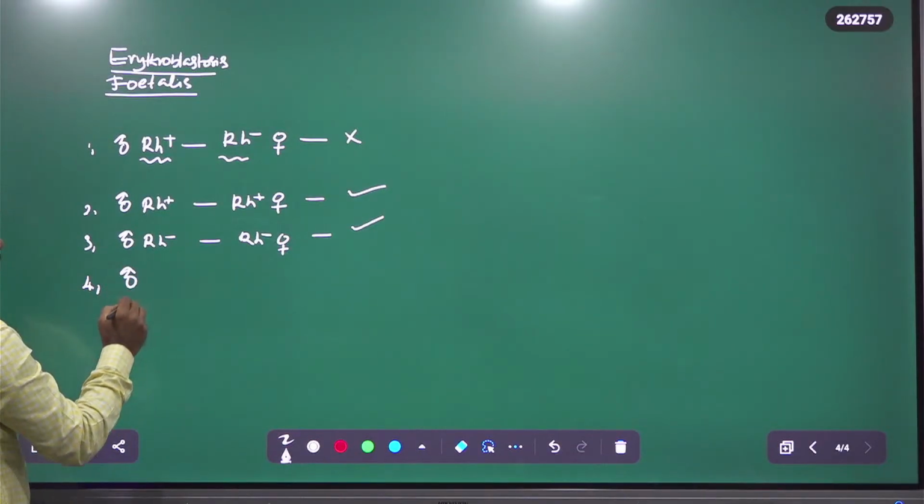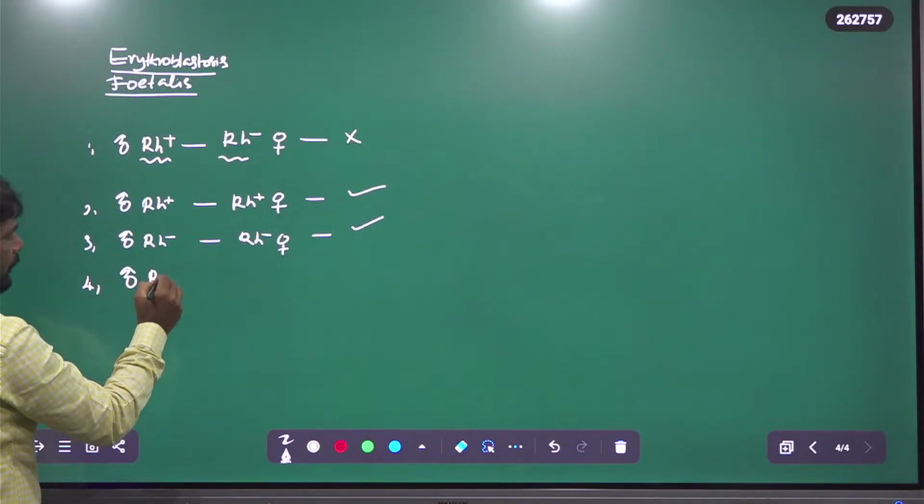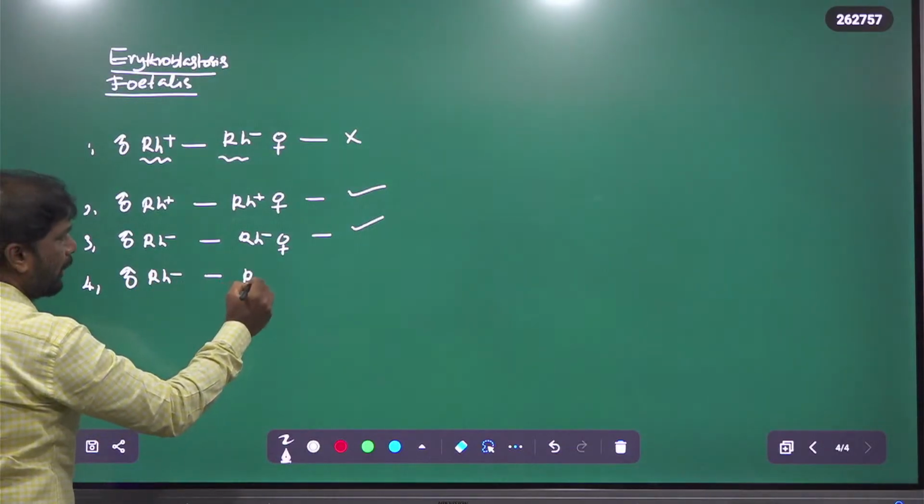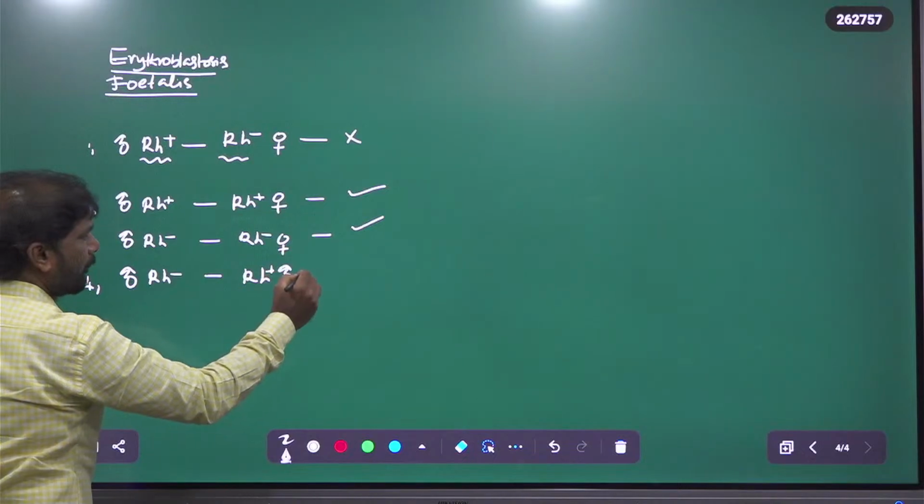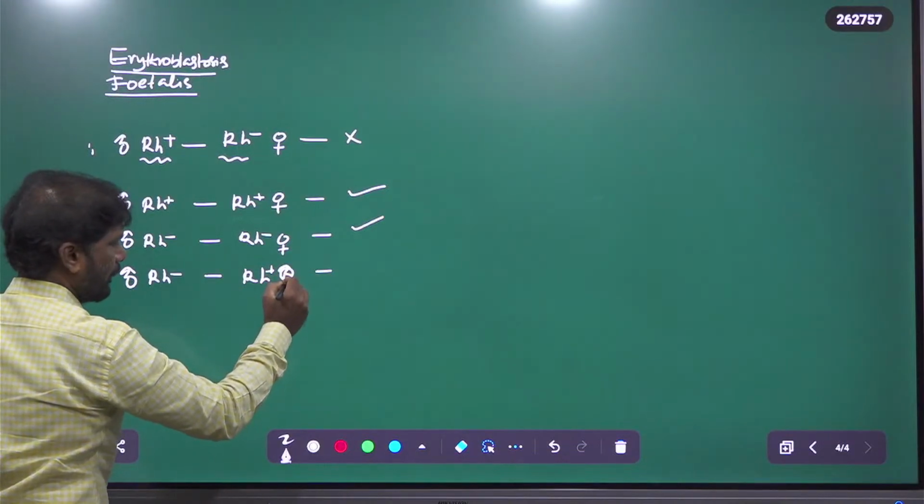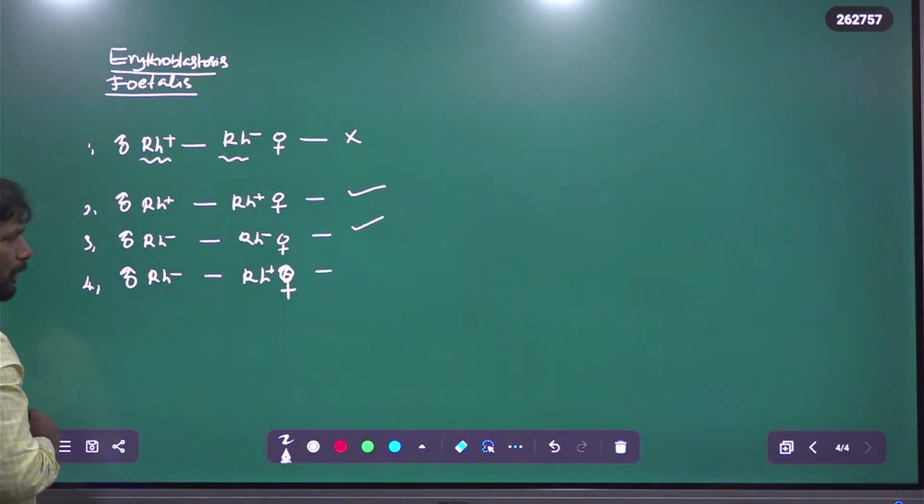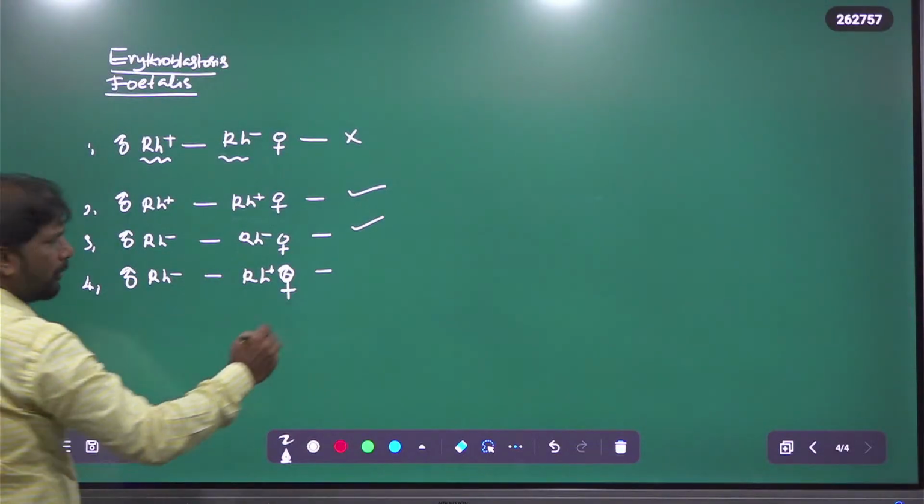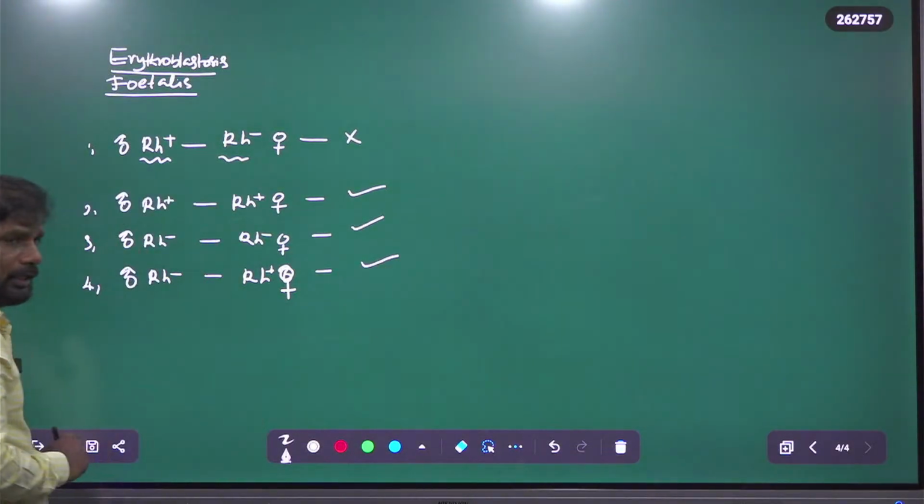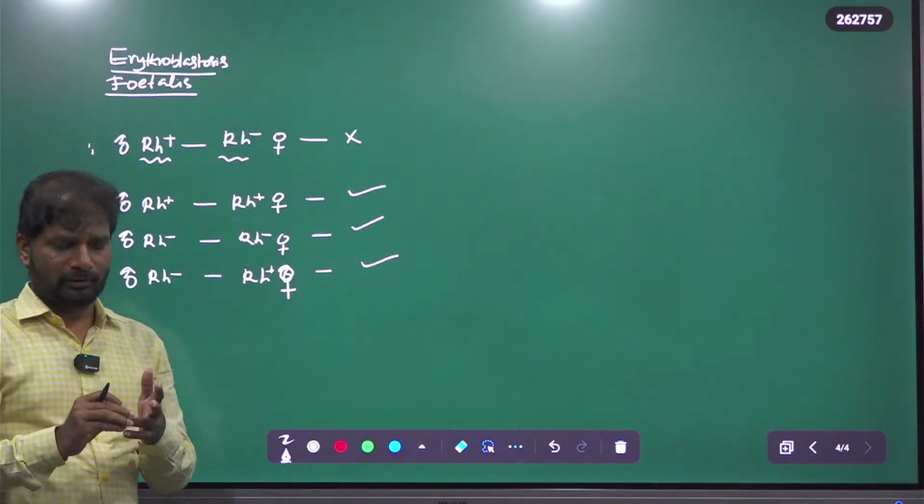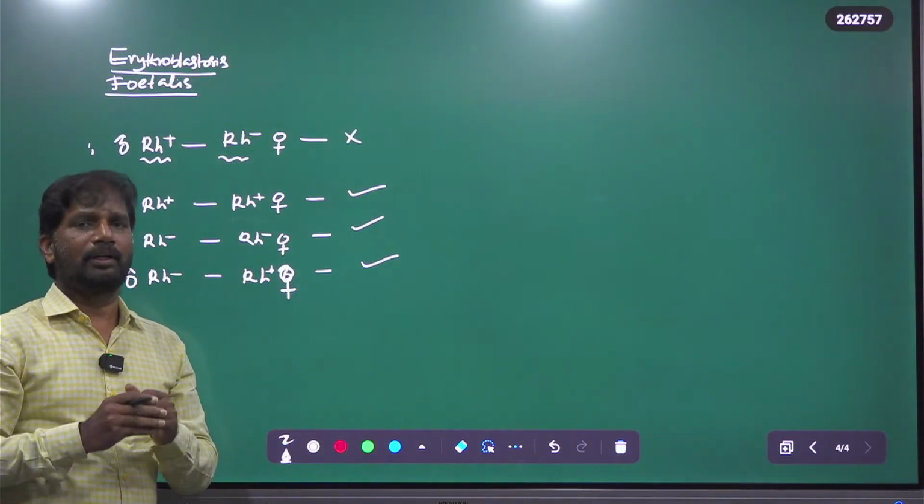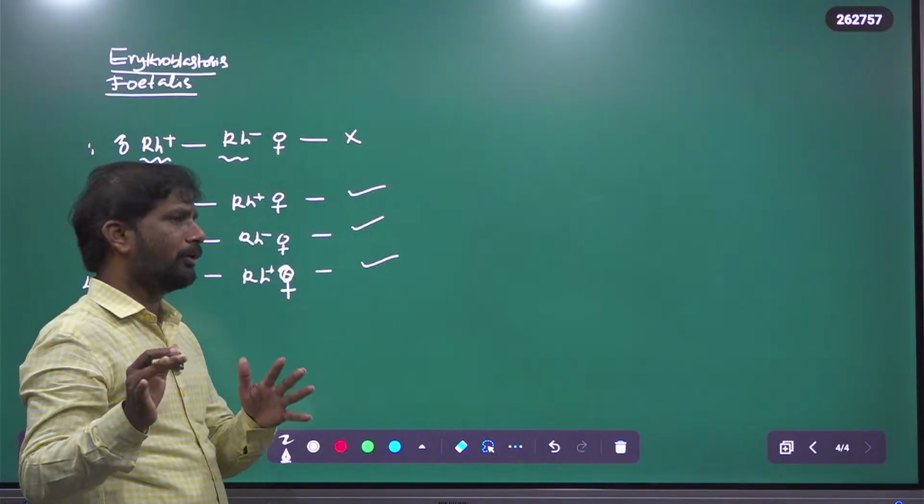The male is Rh negative and the female is Rh positive. So this marriage between these individuals is also acceptable: whether it is the first, second or third child, whatever it may be, the children or the fetus do not lead to death.